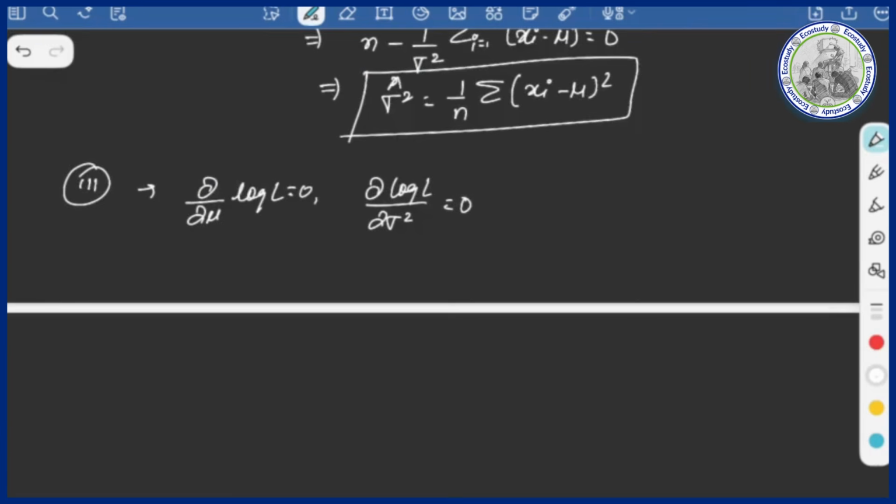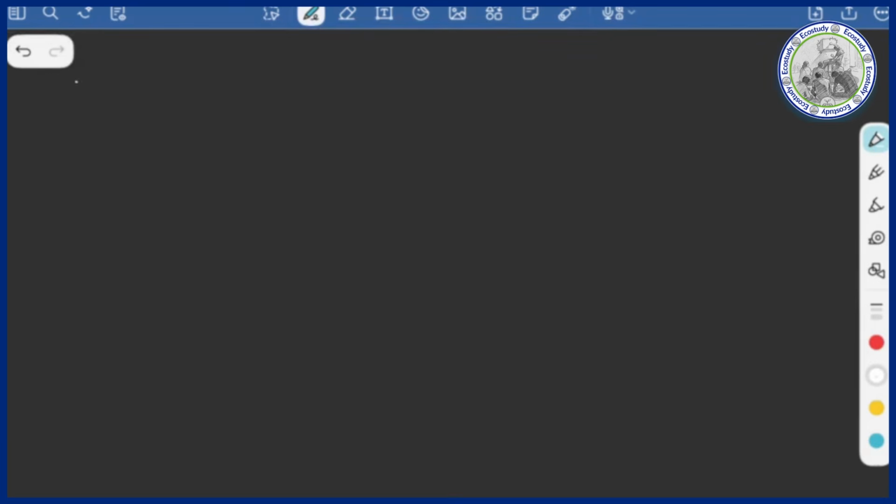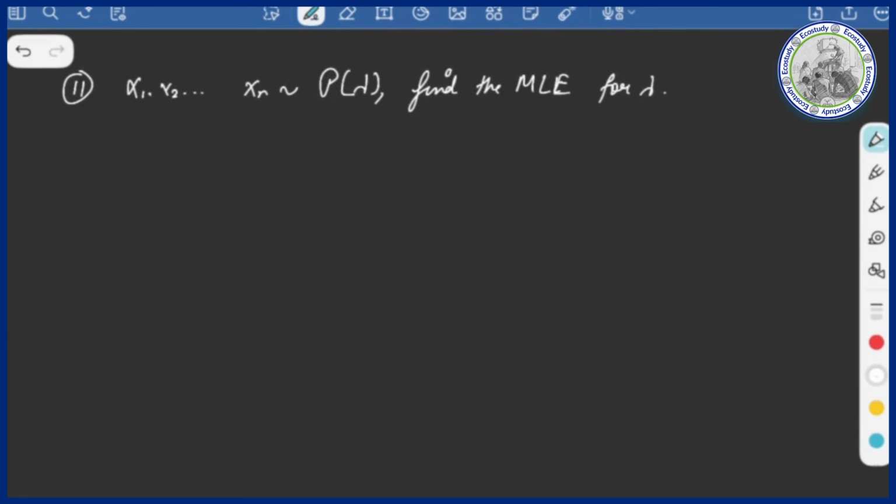Okay, so now we will try for the Poisson distribution. Let x1, x2, ..., xn follow the Poisson distribution with parameter lambda, and you have to find the MLE for lambda. So what is the probability of X equal to x? It is e to the power minus lambda into lambda to the power x upon x factorial, for x equal to 0, 1, 2.